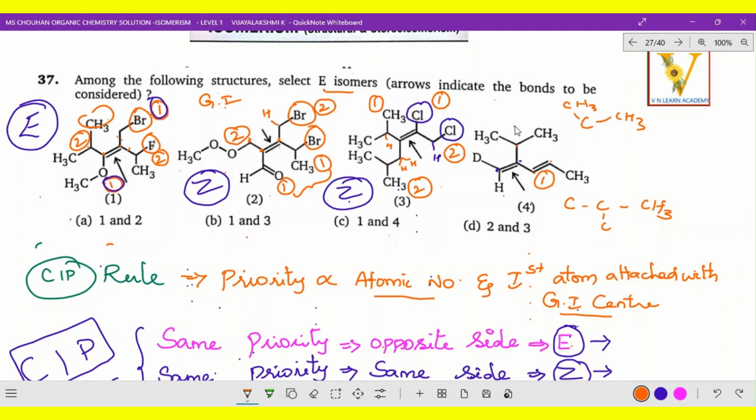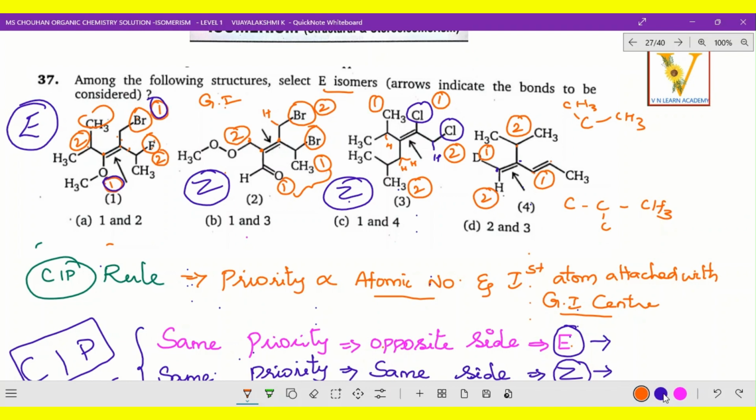So you will give the priority 2. And the same way, in this, whom will you give the priority? It is deuterium, and here hydrogen. Deuterium is a hydrogen isotope only, so deuterium is greater than hydrogen. So you will give priority 1 to deuterium and second to hydrogen.